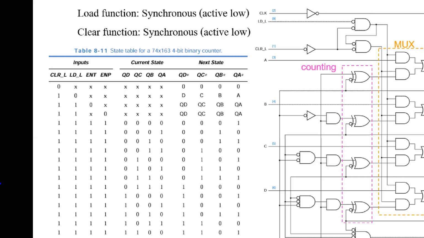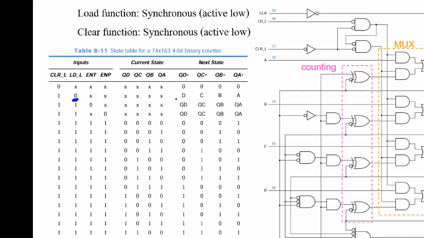If clear is not active, 1, and load active. X means it is unspecified. It can be 0 or 1, you give the same result. So we write X, unspecified, like don't care. Thus this load is 0 and clear not active is 1.